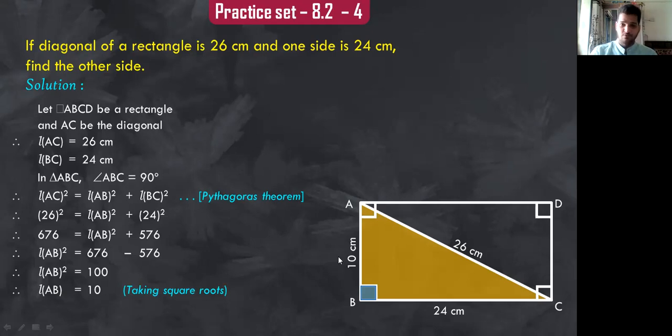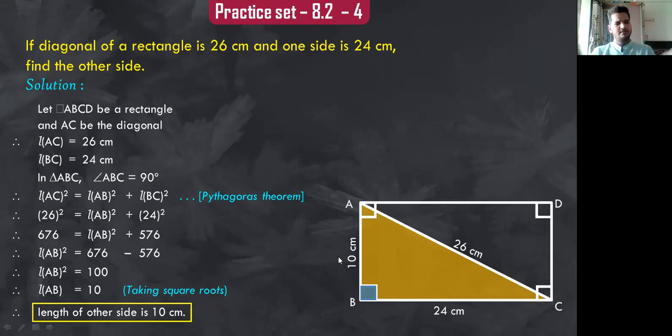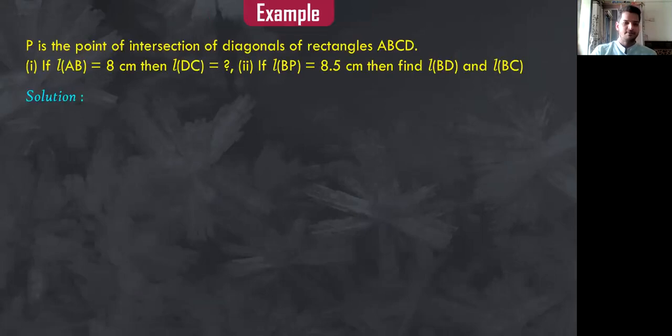Now the question was in the form of a statement. So we will conclude our answer with the statement that the length of the other side is 10 centimeters, and we'll keep the final answer in a beautiful box. Alright. So with this, we complete the sum number 8.2, question number 4. Now let us continue with the example.